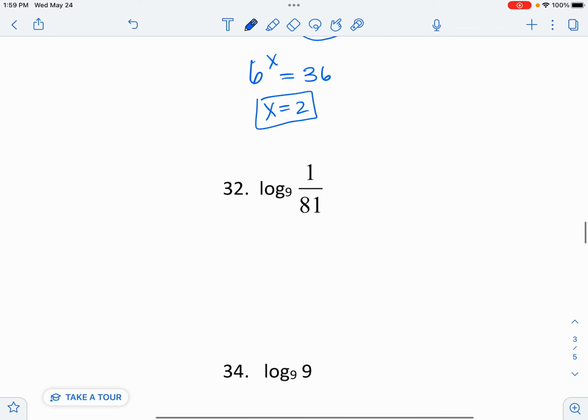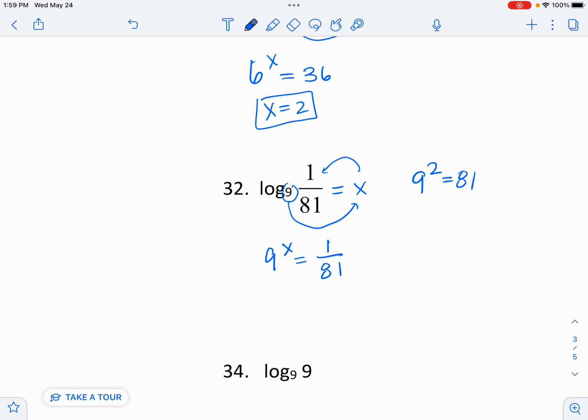Okay, for number 32, if I set this equal to x, I'm going to have 9 to the power of x equals, now this time kind of equals something weird, 1 over 81. So let's think about this. We know that 9 to the second equals 81. So that gives me that. But how do I make it go on the bottom? Remember, we have to make the exponent negative. So 9 to the negative 2 is going to be 1 over 81. So x is going to equal negative 2.